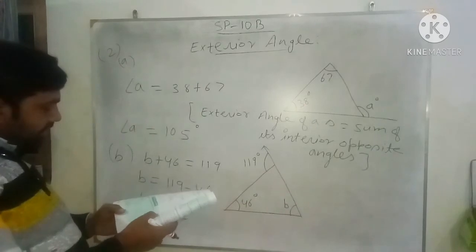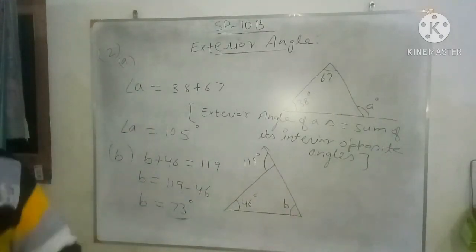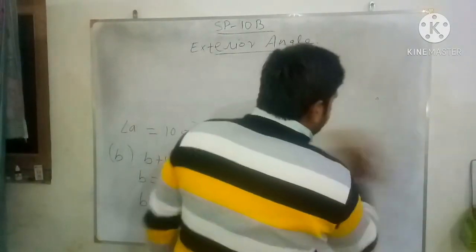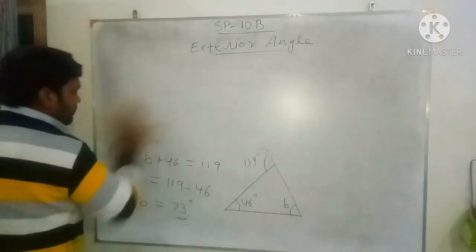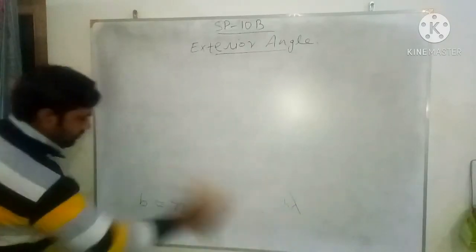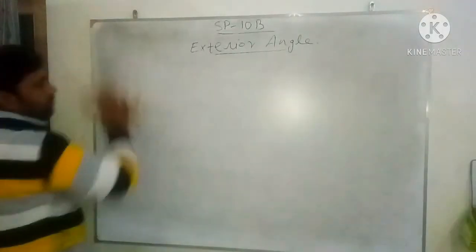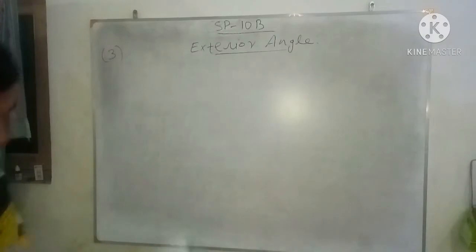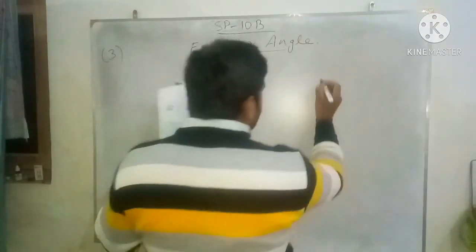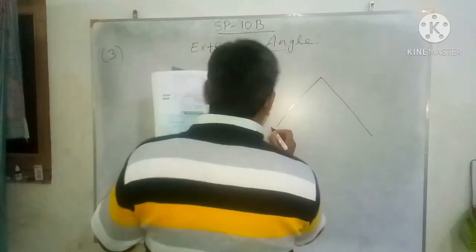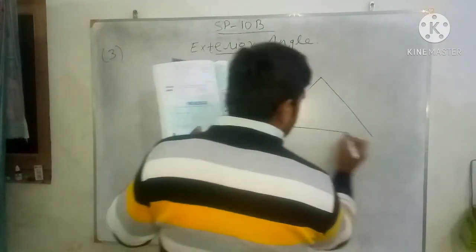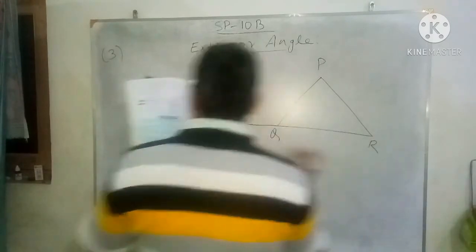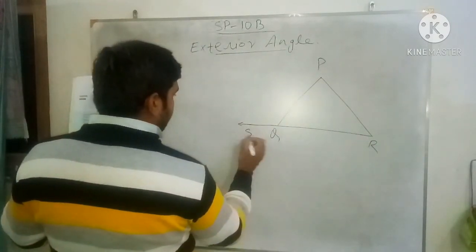So now C and D I am leaving as homework for you. Now we will solve question number 3. See in the question number 3, there is a triangle PQR, and this is the extended side S.